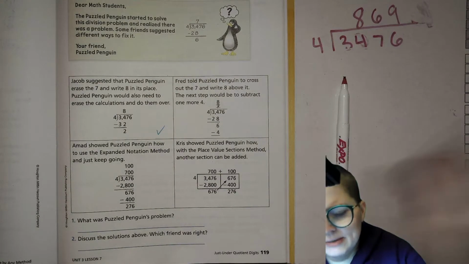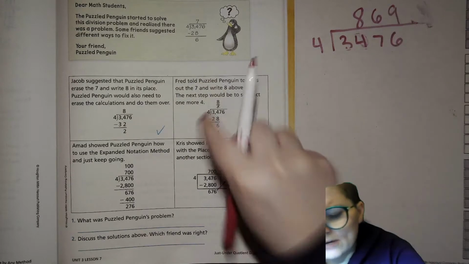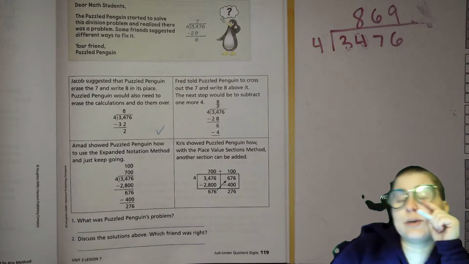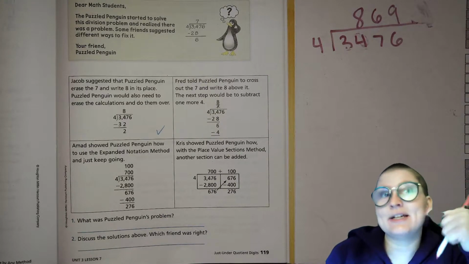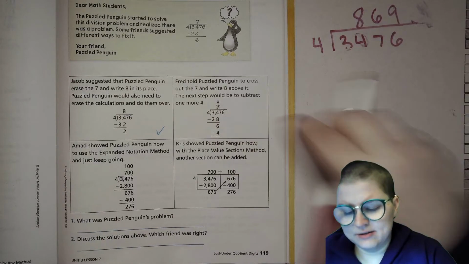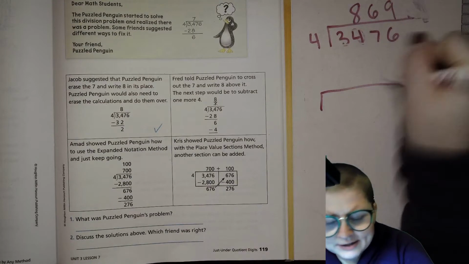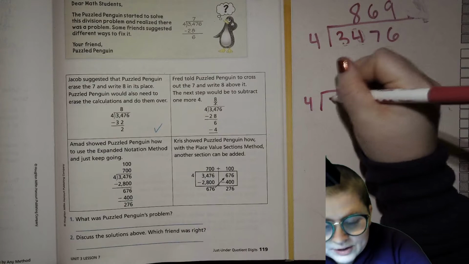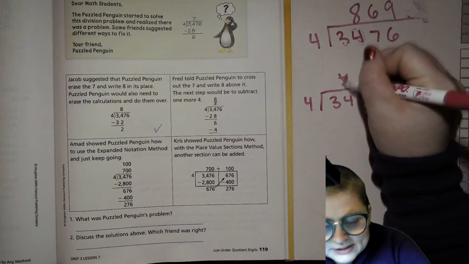Fred told the puzzle penguin to cross out the 7 and write an 8 above it. The next step would be to subtract 1 more 4. Now, why would you subtract 1 more 4? Because you're dealing with 8 4s now instead of 7 4s. So that would also lead to, and we'll just quickly write out what that would do. It says 4, 3, 4, 7, 6, 7 crossed out, and 8.